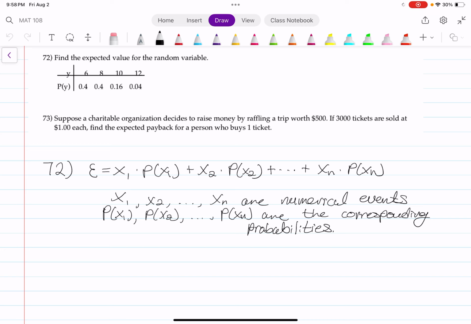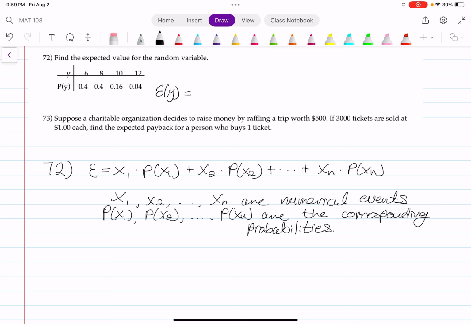So to find the expected value, you're going to multiply the numerical outcomes x with its corresponding probability P of x, and then find the sum. So let's start off easy and then work our way up. Number 72 says find the expected value for the random variable, which is y in this case, and we have our probability distribution. So to find the expected value of y, I'm going to call this E of y.